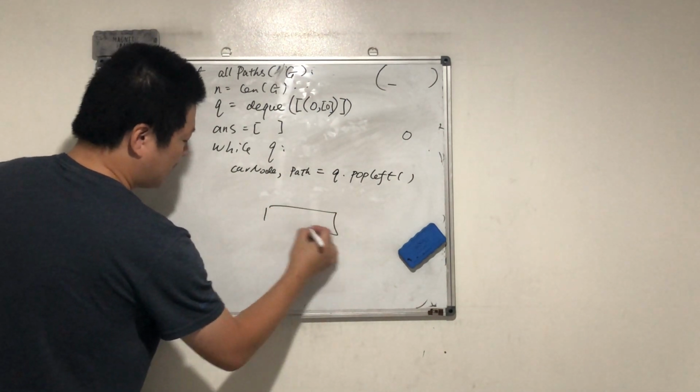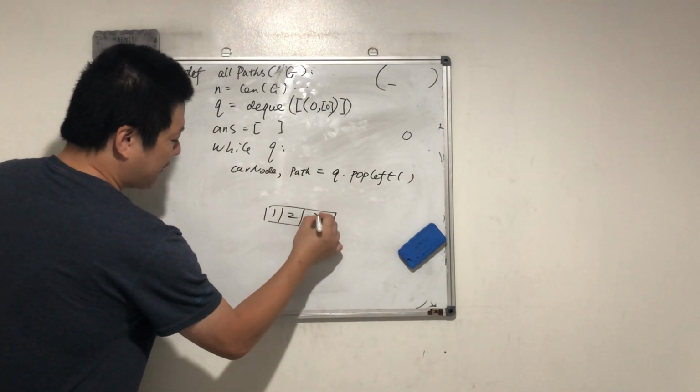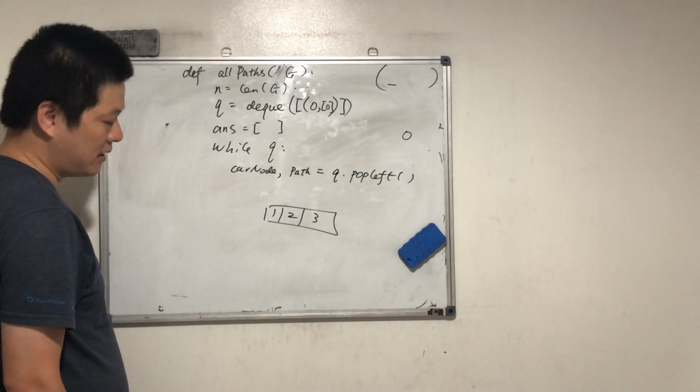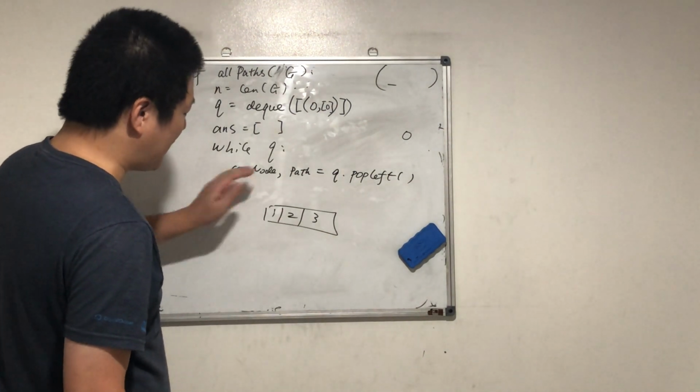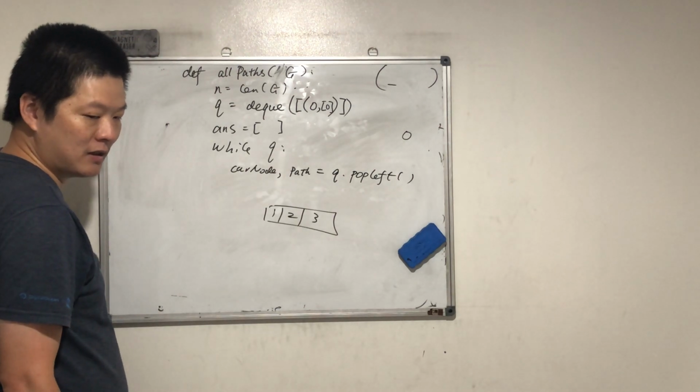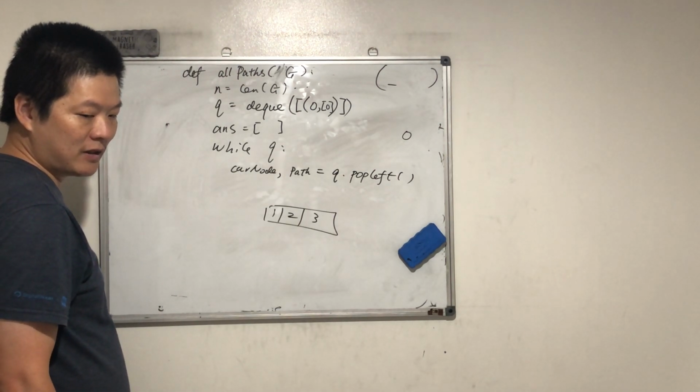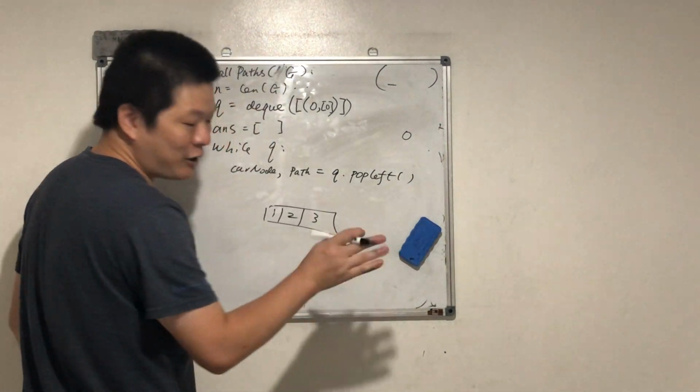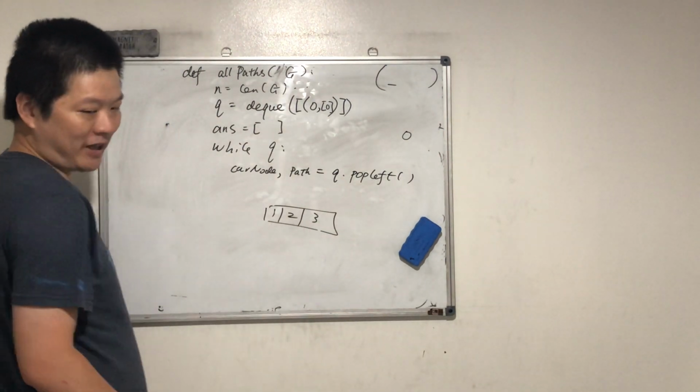So we have a Q at the beginning. Okay, look, 1, 2, 3. Pop left, what happened? 1 is gone. Okay, if pop, what happened? 3 is gone. Well done, yeah, you see? There is no pop right, okay? It's pop left and pop, okay?